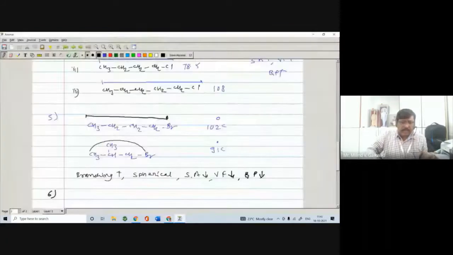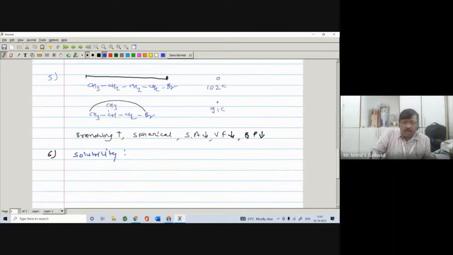So here, the next property is about solubility. You know, like dissolves like. Polar compound dissolves in polar solvent. Non-polar compound dissolves in non-polar solvent.